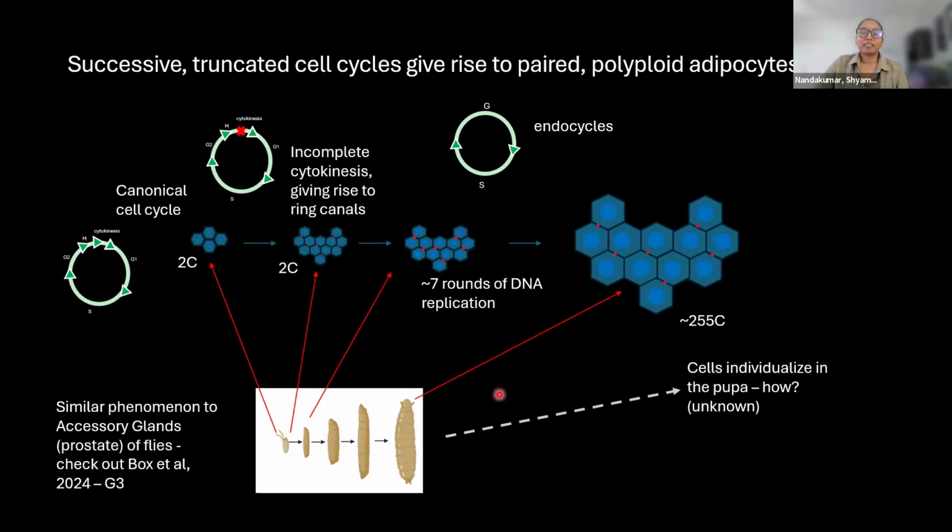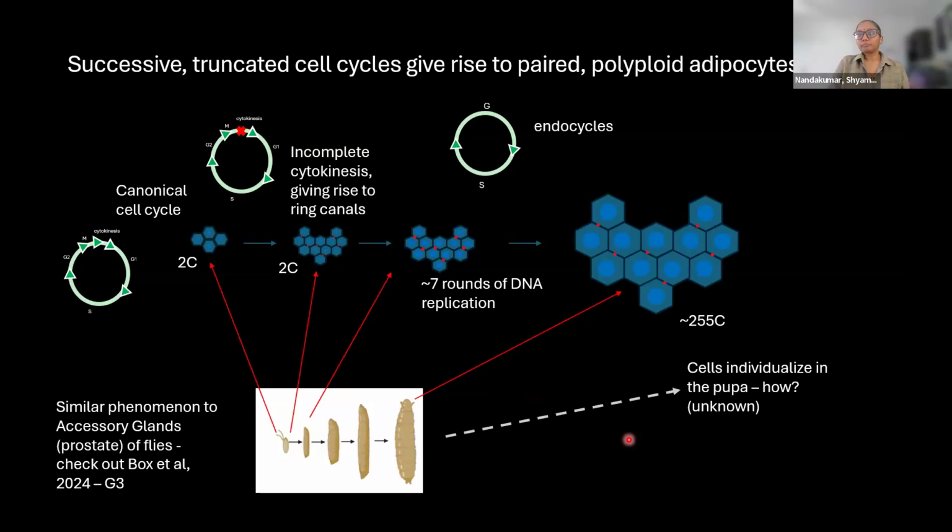So another interesting thing that happens that we know very little about is that during metamorphosis in the pupa of Drosophila, so after the larval stages are complete, while the adult is incubating, the adipose tissue seems to individualize and take on a non-professional phagocytic role. And very little is known about this, but it's something I'm excited to explore in the future.